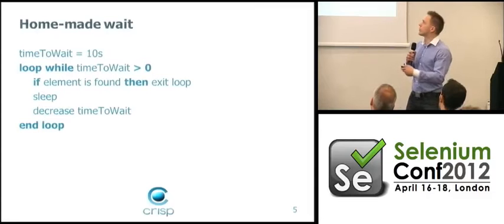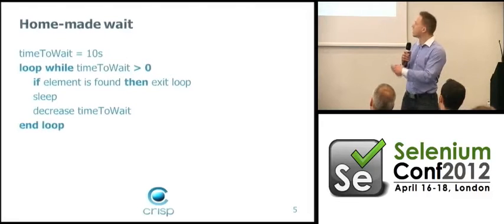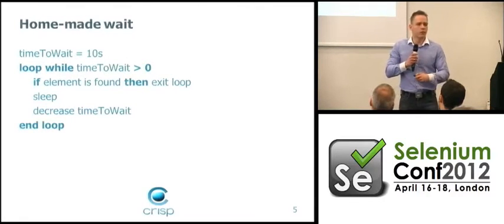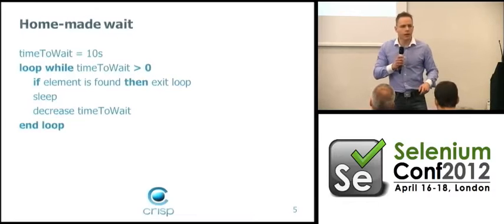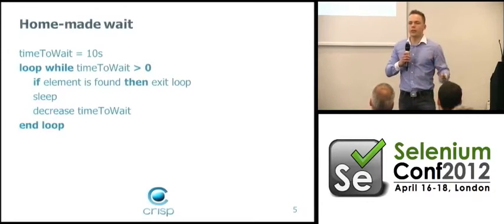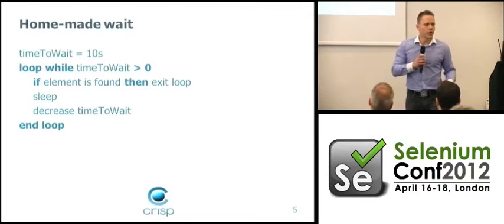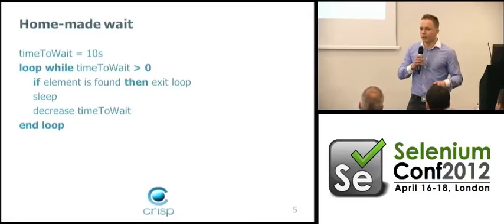So what you do is you set up a time that you want to wait, and then you poll your element. And it doesn't actually have to be an element found here. It can be an element changing value or whatever. But then you check for that condition, and you sleep a certain amount of time, and then you go again and again and again. And the thing about the homemade sleep is that actually, if you look in the WebDriver code, this is exactly how the actual WebDriver wait is implemented.